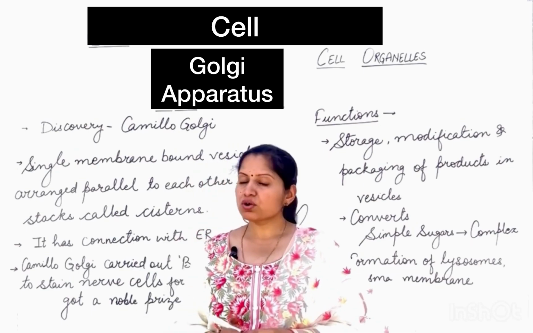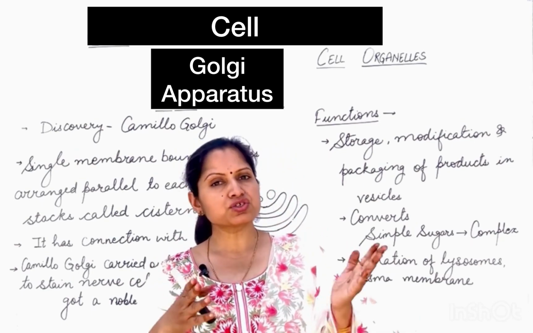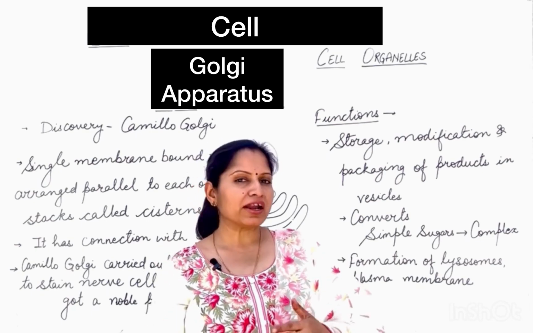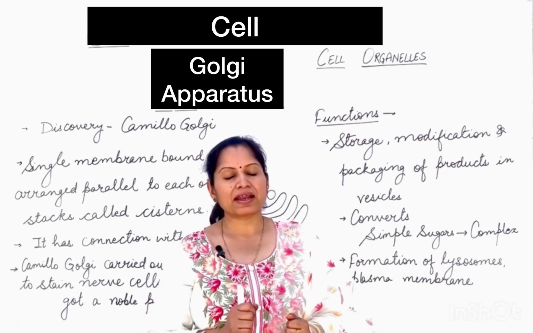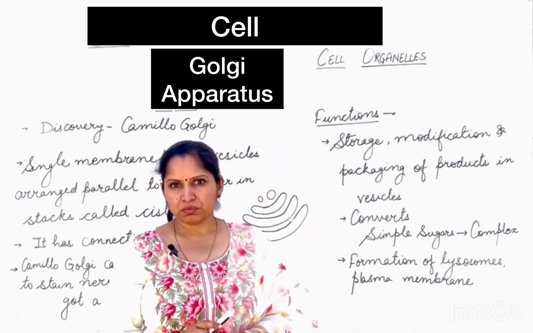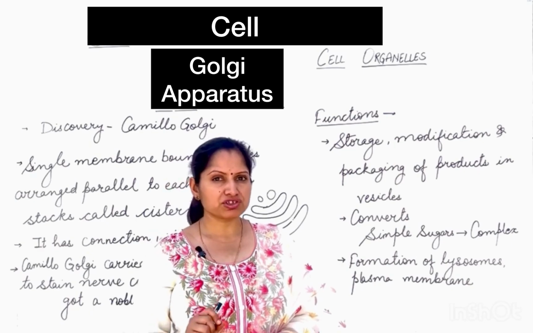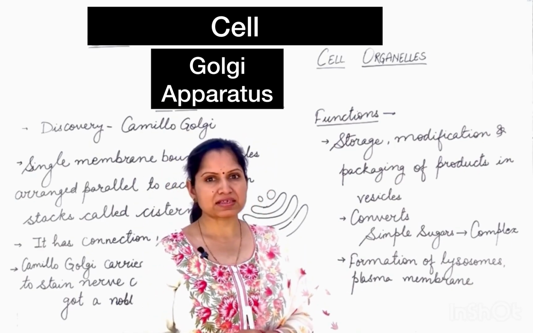The Golgi apparatus also performs the function of converting simple sugars to complex sugars. So that modification of simple sugars into complex sugars will also be performed by the Golgi apparatus. Apart from that, one very important function of the Golgi apparatus is the formation of lysosomes.